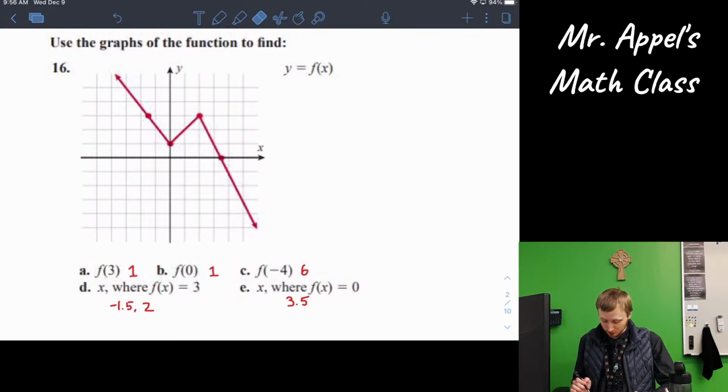And then same deal with E. Where does the function equal 0? That's going to be right on the x-axis there. Where does it cross? Where's the 0 of the function? That's like half our job here in pre-calculus and calculus is finding the zeros. And so that would be right there in between 3 and 4, so 3.5. Where it says equals 3 means the y. Look, f of x means the y. So yes, when f of x equals 3, it's where is the y value? 3.